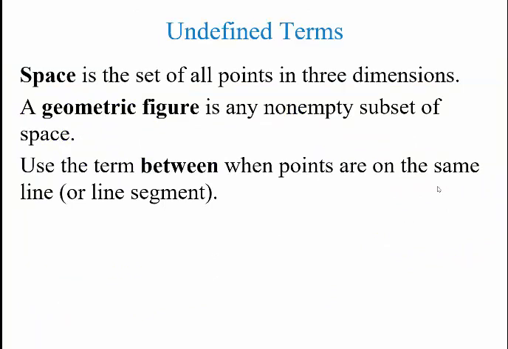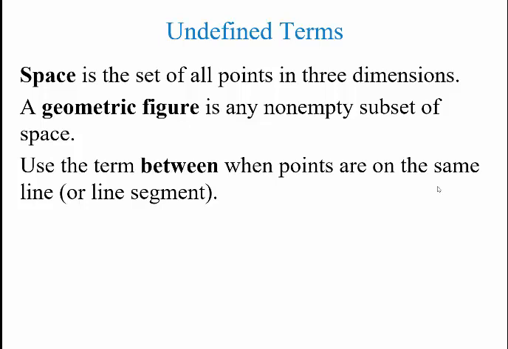All right, let's get another term. Space. All right, space is a set of all points in 3 dimensions. Right? So like we live in the 3-dimensional world, we live in space. So a geometric figure is any non-empty subset of space. So what that means is a geometric figure, it's not zero. It contains something related to 3 dimensions.